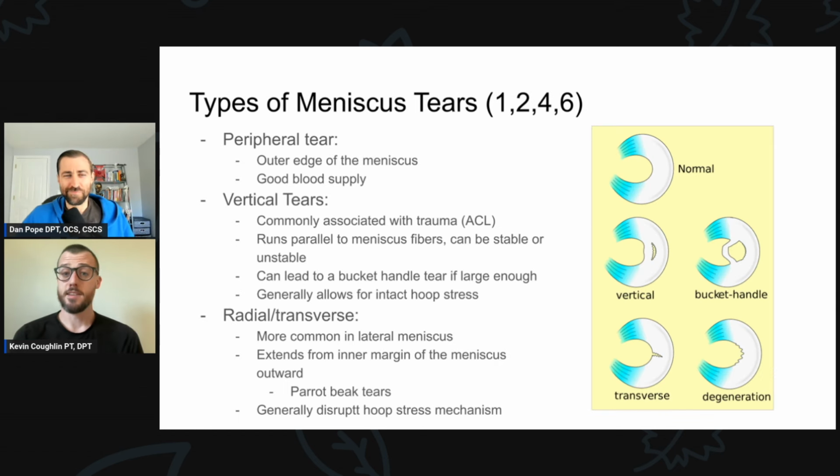All right, now getting into the types of meniscus tears. This was very interesting to read about because I think I used to way oversimplify it in my head.